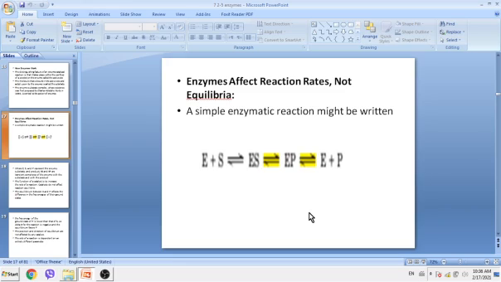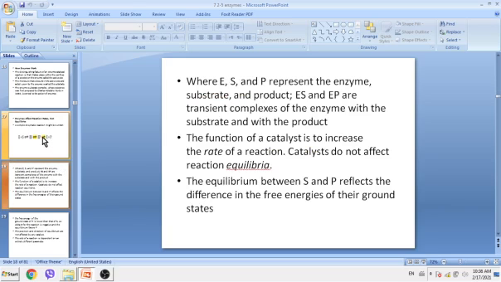It's not consumed during the reaction. It can be reused, where E, S, and P represent the enzyme, substrate, and product respectively. Enzyme substrate and enzyme product are transient complexes of the enzyme with the substrate and with the product.